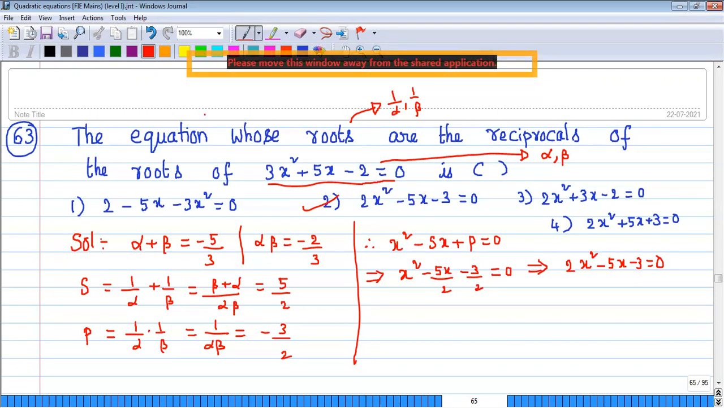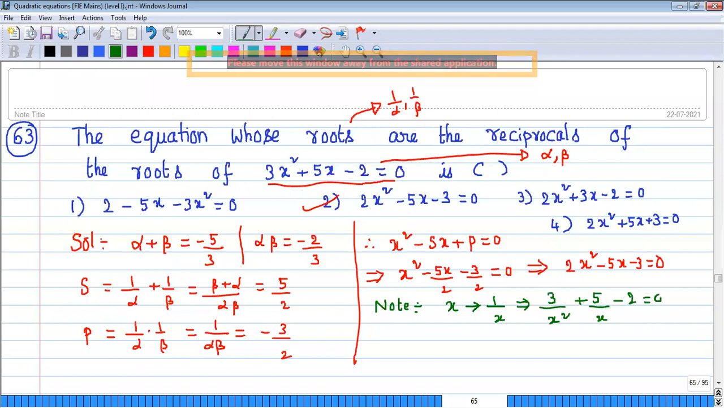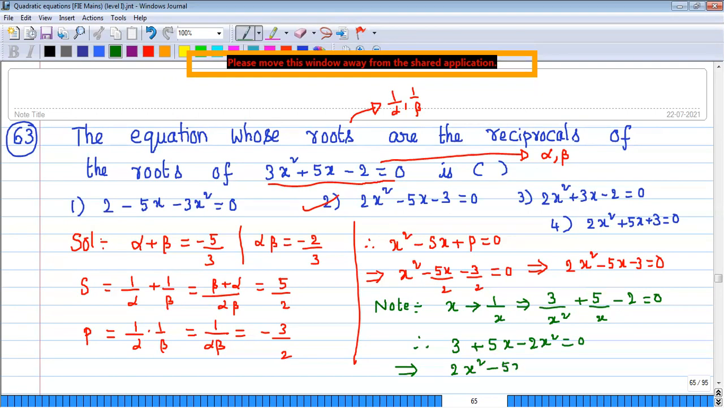Otherwise, in the place of x, substitute 1 by x. Now you get 3 upon x square plus 5 upon x minus 2 is equal to 0. Multiply both sides with x square. So 3 plus 5x minus 2x square is equal to 0. Again multiply with a negative sign. So 2x square minus 5x minus 3 is equal to 0. This is the answer.